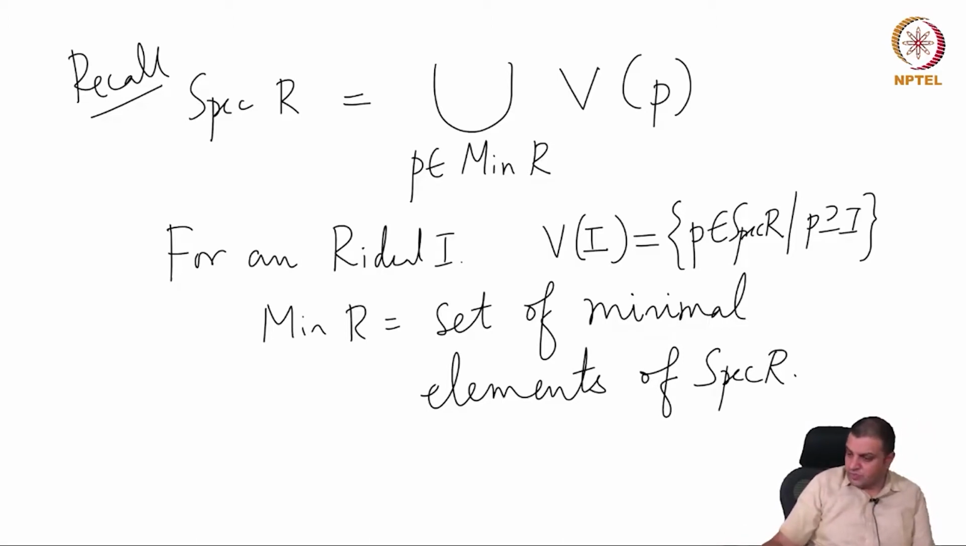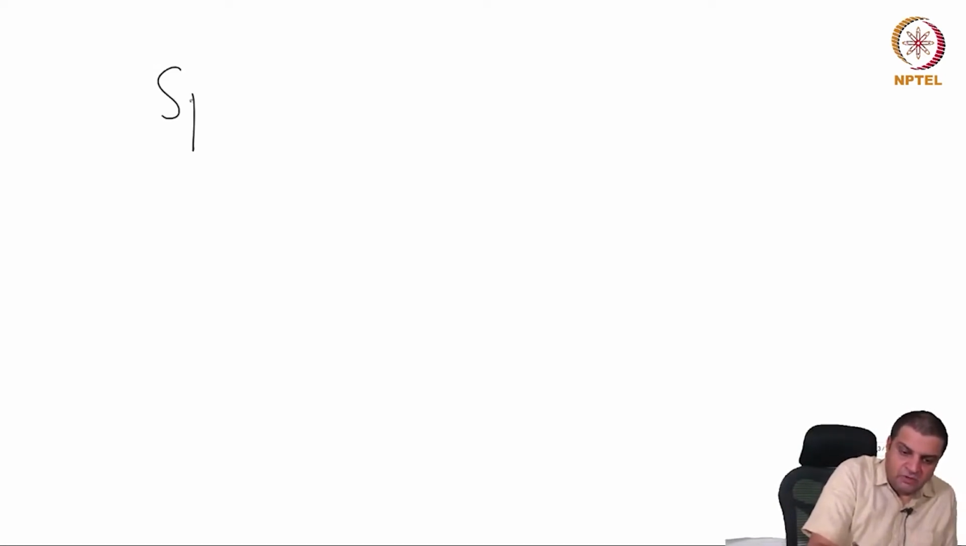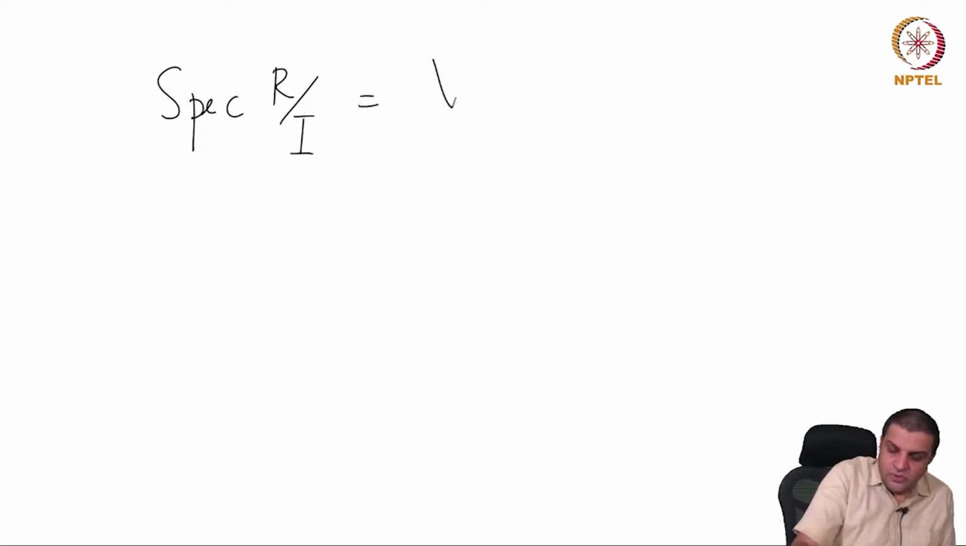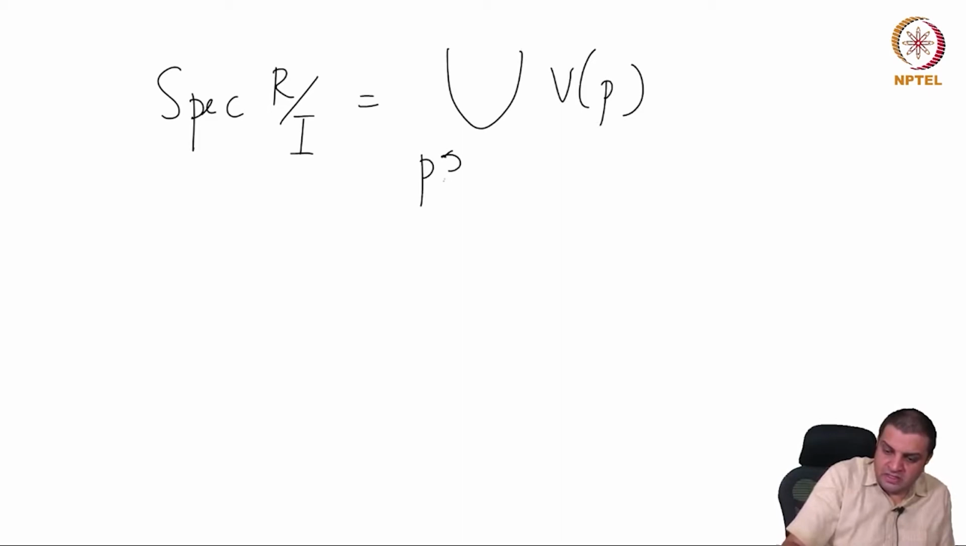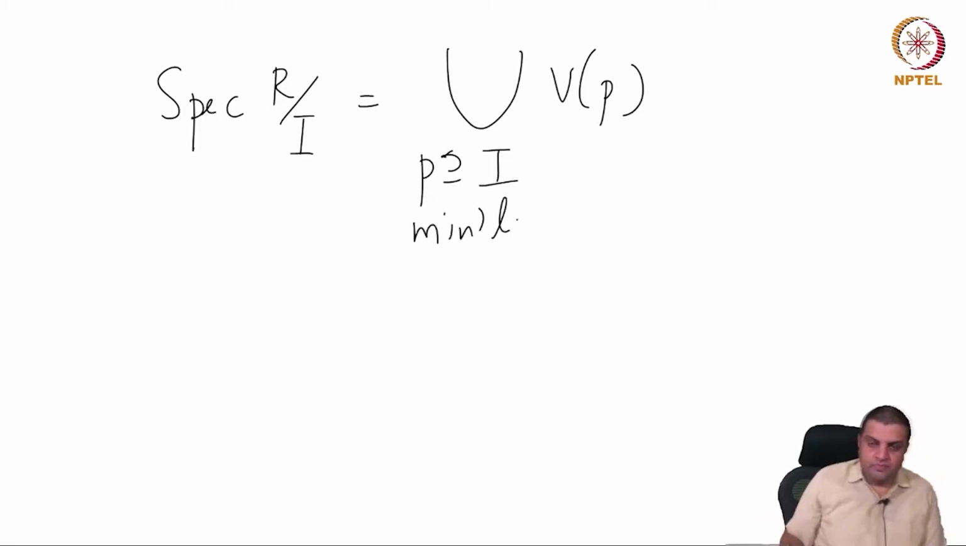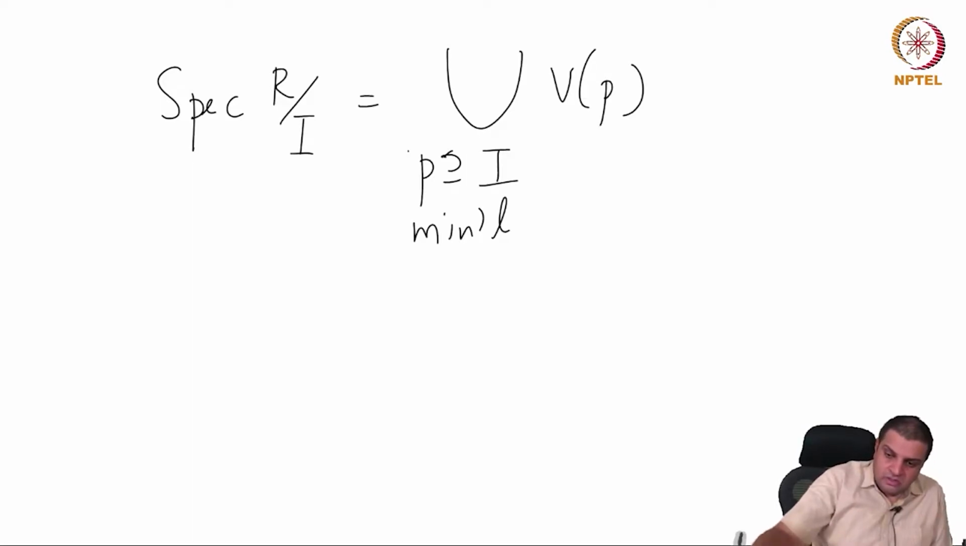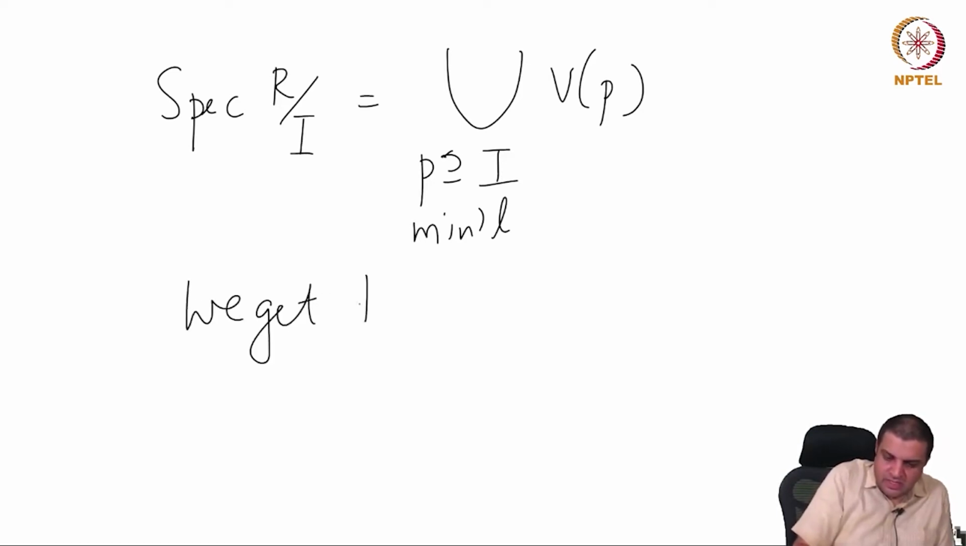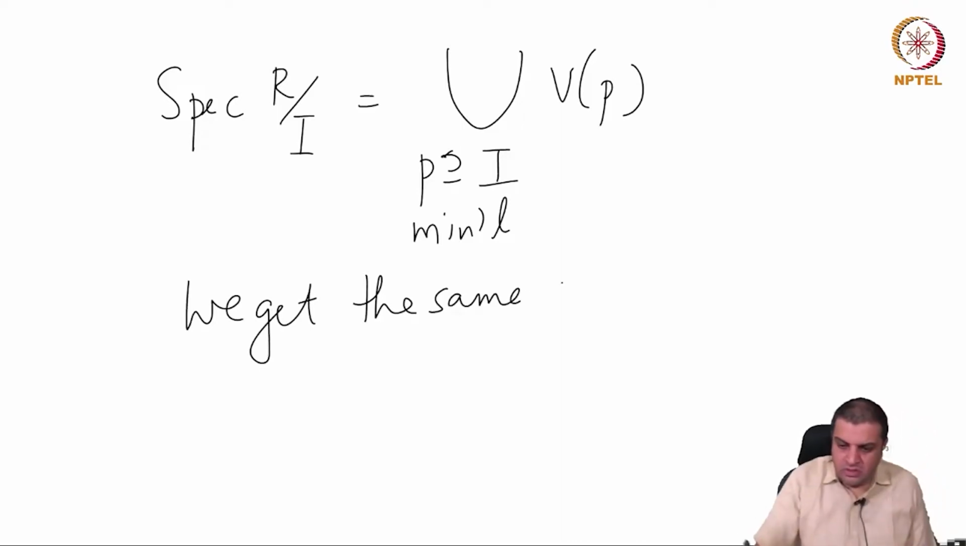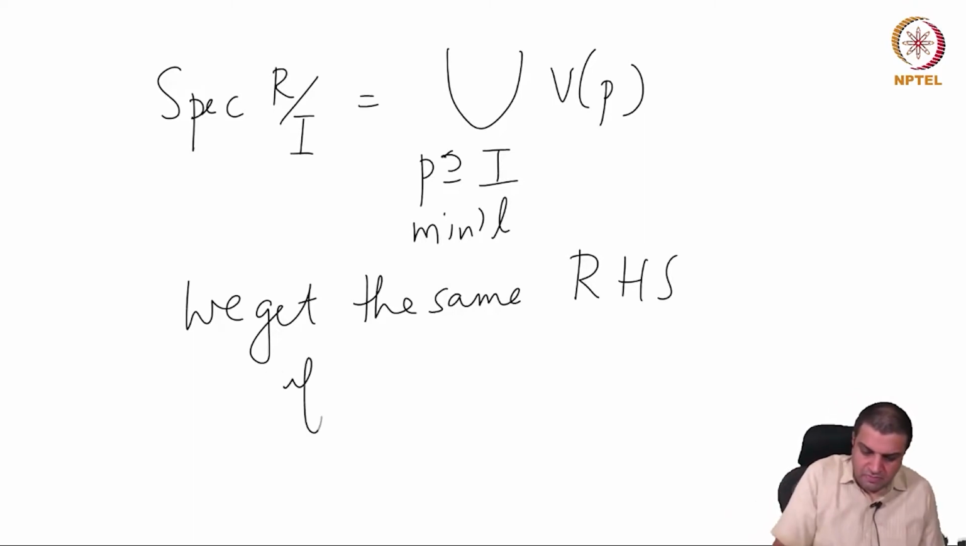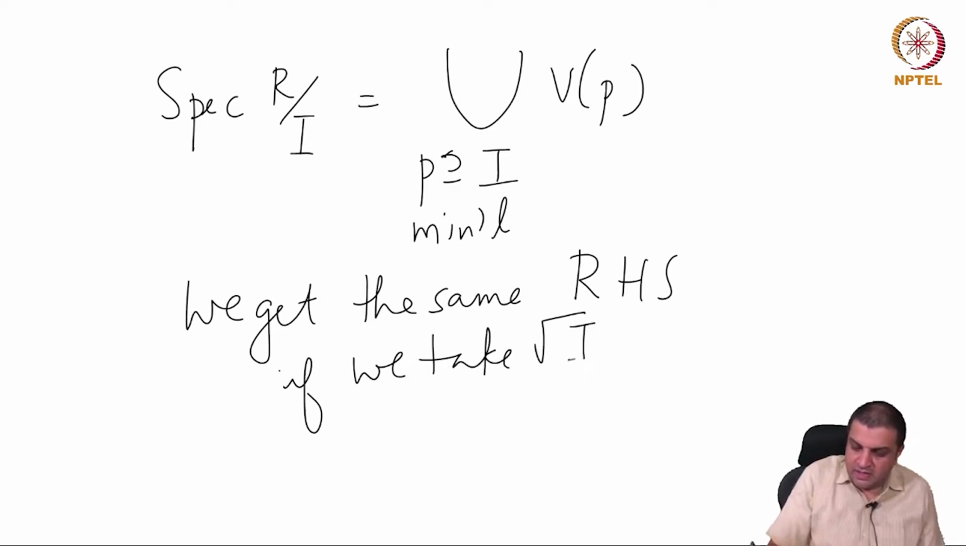So we would want to understand these things, and so in particular we know that if we take spec of R mod I, this is the union of V(P), where P contains I and is minimal with respect to that property. Okay. So this is what it says, and this is independent of whether you take I or the radical of I. So we get the same right hand side if we take radical of I instead of I.